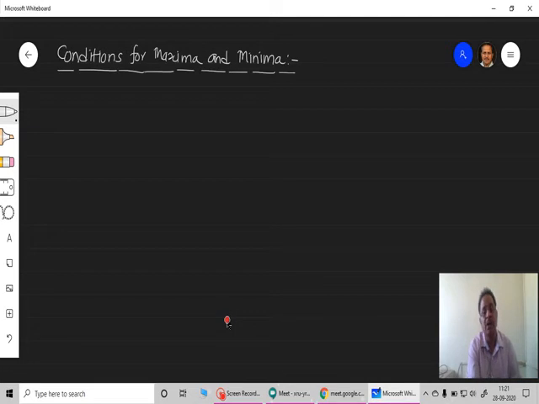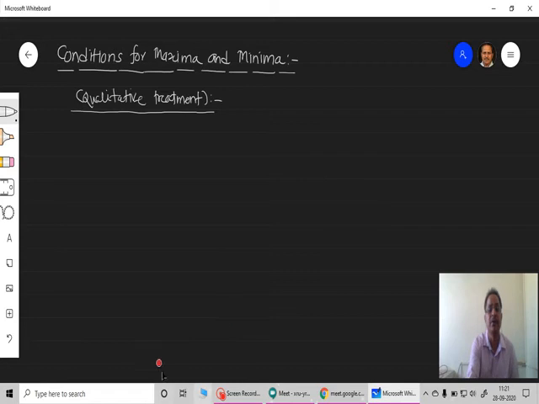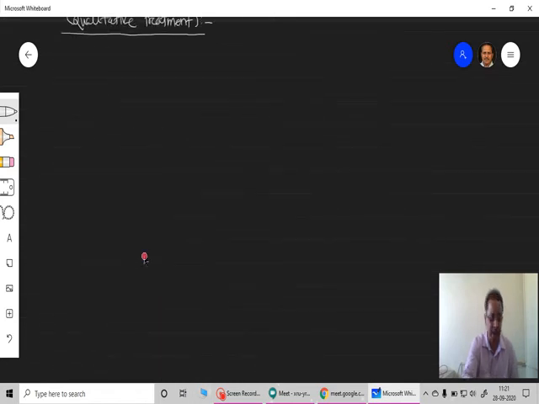Of course, we are going to go for a qualitative treatment only. Okay, so this we are going to see, qualitative treatment. Quantitative treatment we are not going to discuss here. So for this qualitative treatment, we have to draw a very simple graph or curve which shows something like as shown here. Okay, so along with me, draw this curve or a curve like this.